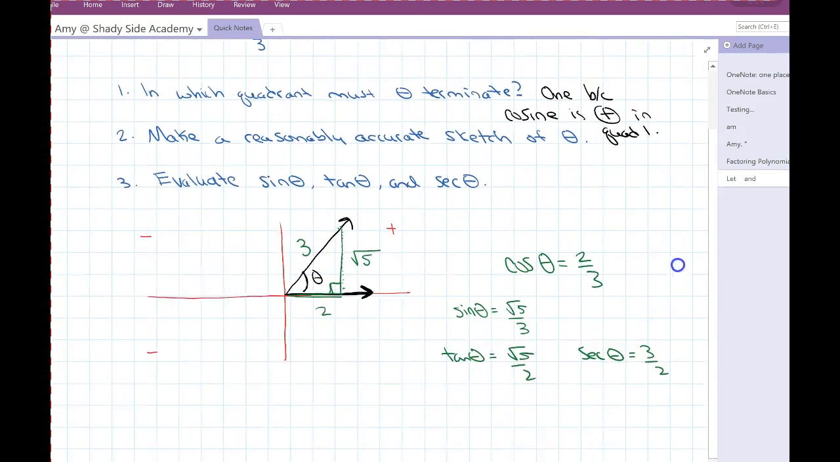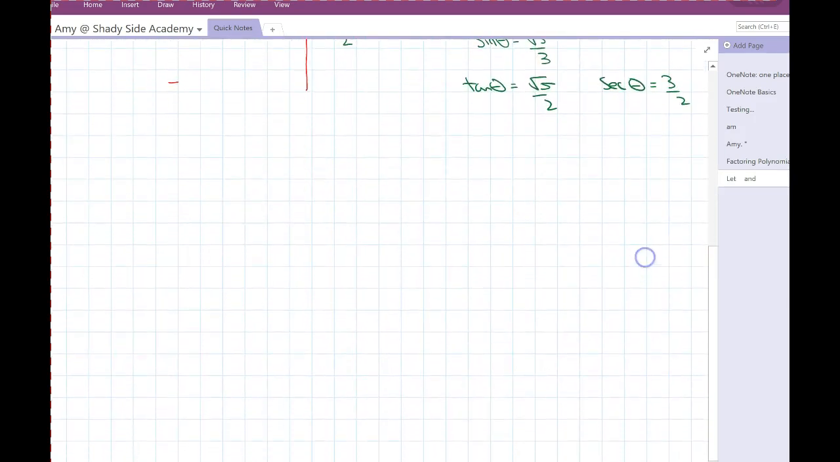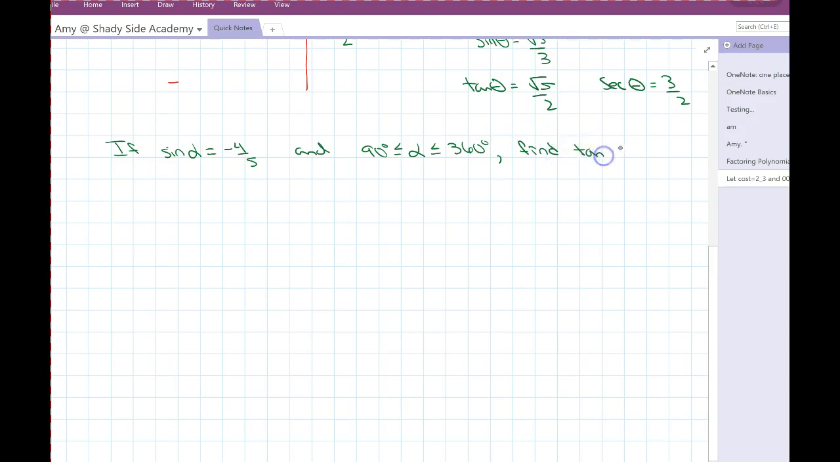Okay, try this one. Let me give you the second question. Let's say if the sine of alpha equals -4/5 and alpha is between 90 degrees and 360 degrees. Find tangent of alpha. So this question, I'm not going to actually lead you through it.